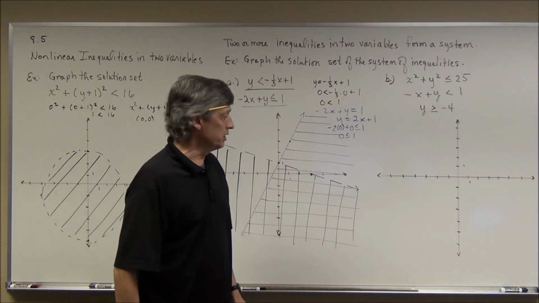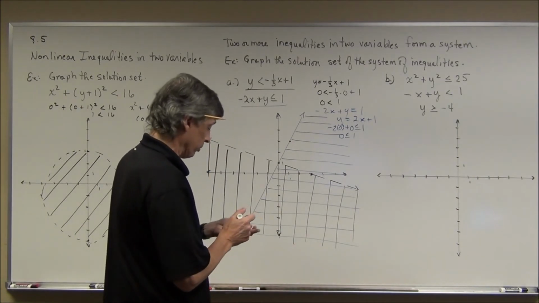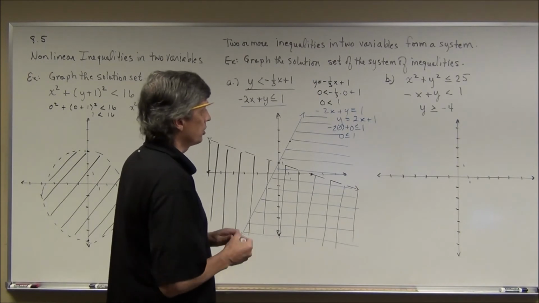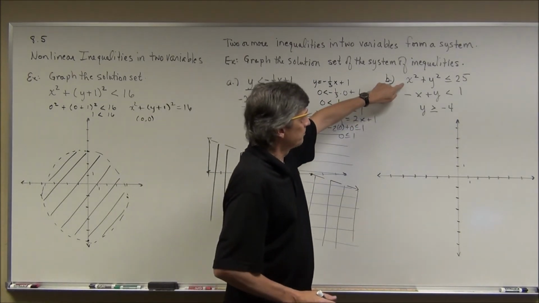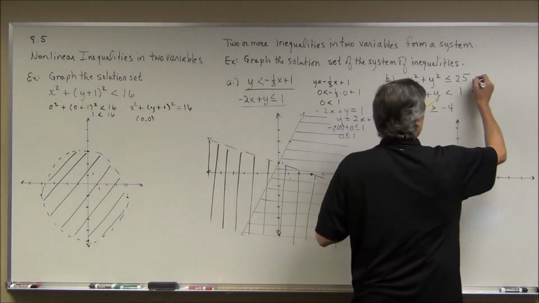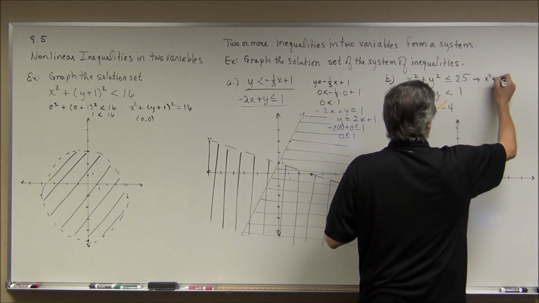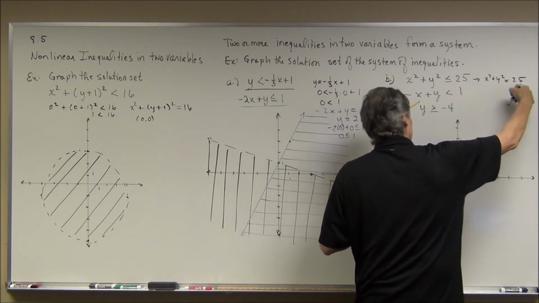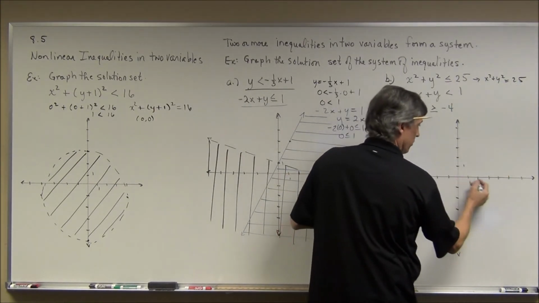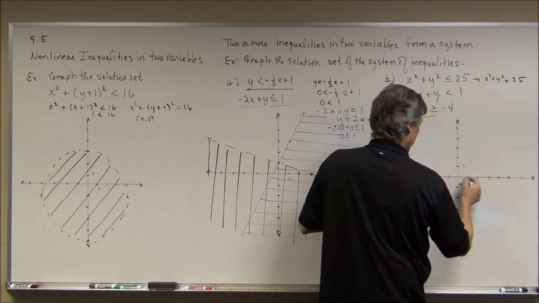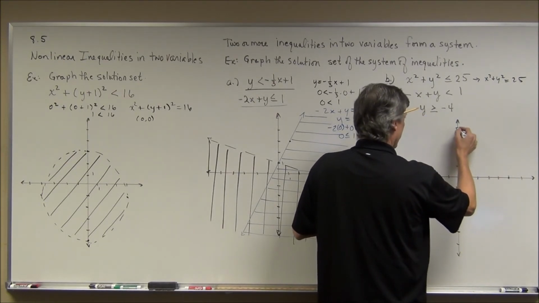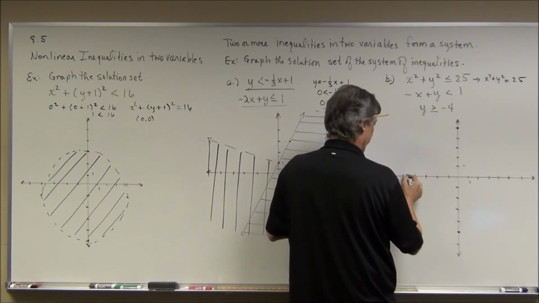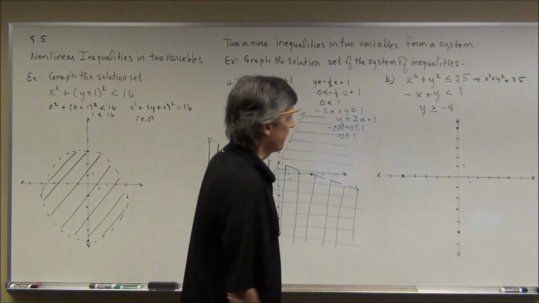I'm going to have three, so I need a third color, I suppose, to do this. I see a red pen there, that'll work. But I'll start over here with this one. If I write the related equation, x squared plus y squared equals 25, I have the equation of a circle with center 0, 0 and radius 5. So 5 to the right, 5 upward, 5 downward, 5 to the left.